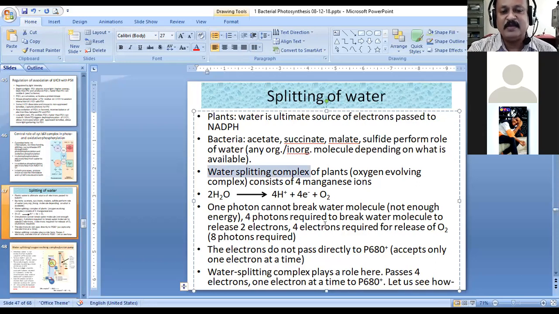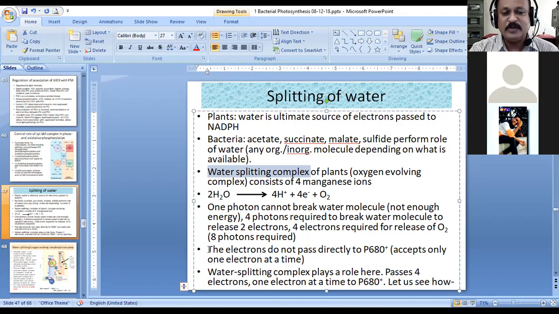Then one more thing is that one photon cannot break a water molecule because it doesn't have enough energy, and therefore 4 photons are required to break the water molecule. And since there are 2 water molecules involved in order to release 1 oxygen molecule, therefore 8 photons are actually required for the splitting of water. Okay, 8 photons required for splitting of water.